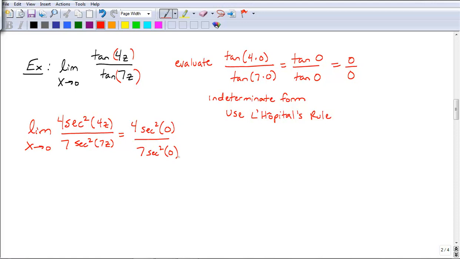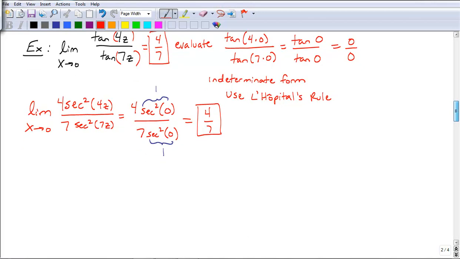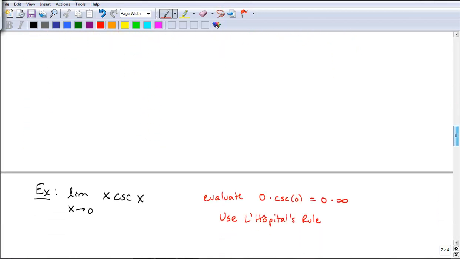And you can see that those might cancel as long as it's not 0. But the secant squared of 0 is 1 over the cosine squared of 0, which is just 1. So the secant squared of 0 is the number 1. And so when I'm all done, I end up with 4 over 7. But L'Hopital's rule says the limit doesn't change when you take the derivatives. So the limit of the original function must have been 4 over 7. Let's look at some other ones.